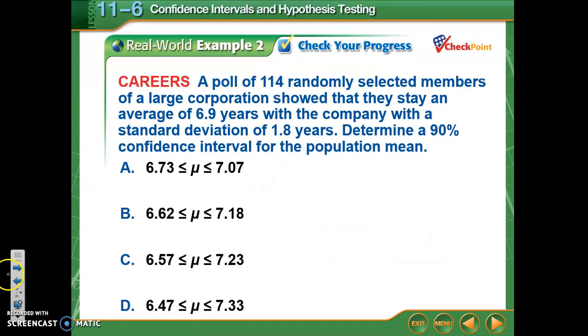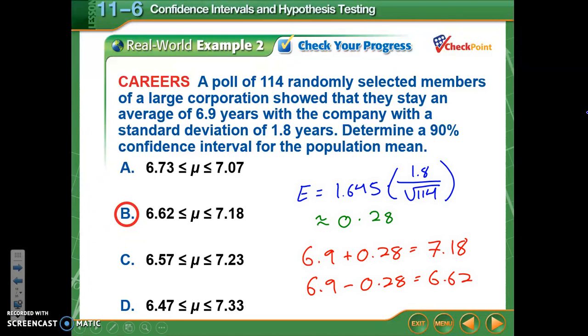Okay, you guys try this one. All right, mu, which again is your population mean, should fall between 6.62 and 7.18. All right, and here's the work for that one.